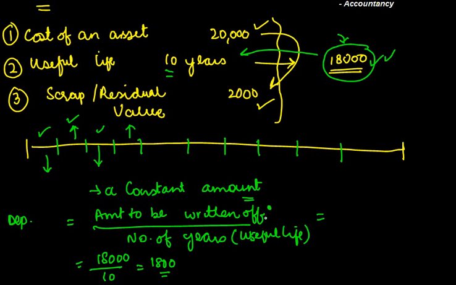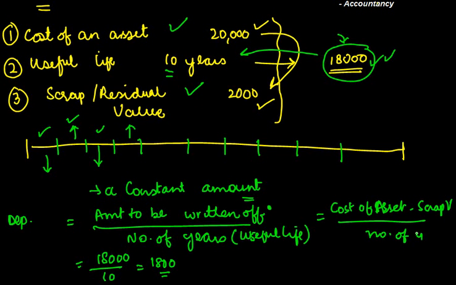And what is the amount to be written off? Amount to be written off is the cost of the asset minus the scrap value. So can I write it like this? Cost of asset minus scrap value divided by number of years. Right? So many people try to learn up this formula, but the genesis of this formula is this discussion that we had initially.